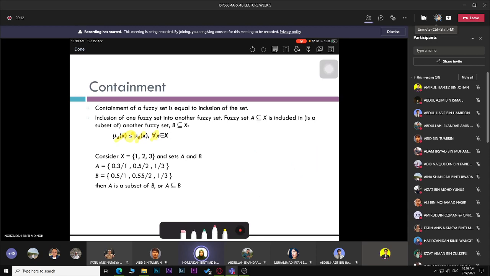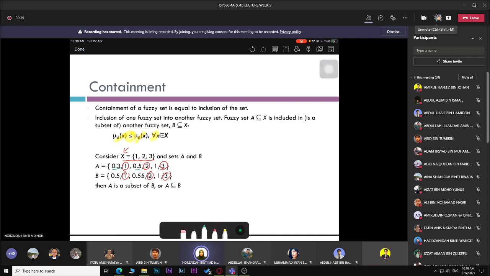For A, we have elements 1, 2 and 3. X is the universe of discourse, meaning all the elements are 1, 2, 3. So 1, 2 and 3 belong to A, and 1, 2 and 3 also belong to B. And the degree of membership: 1 belongs to A, 0.3. 2 belongs to A, 0.5.